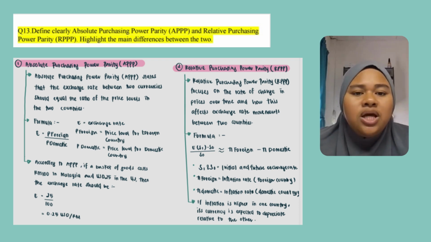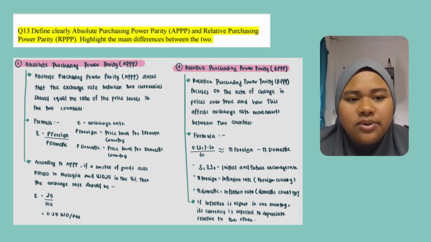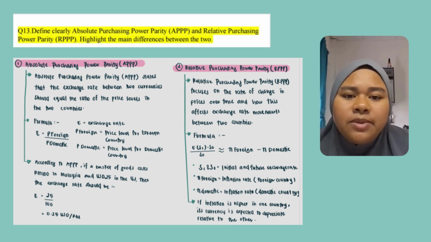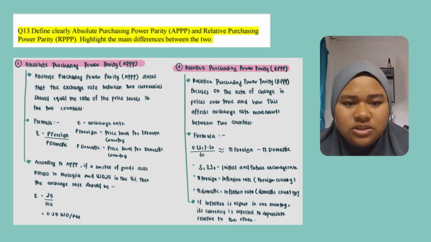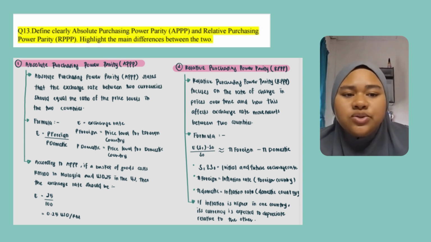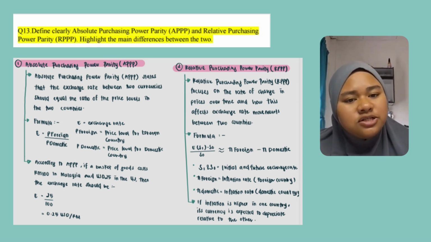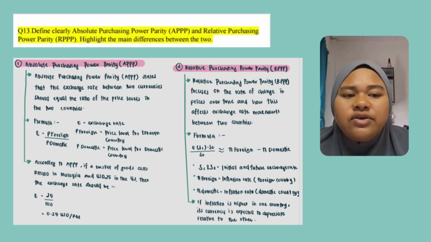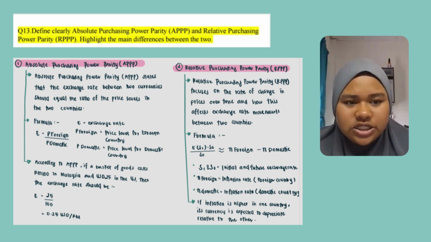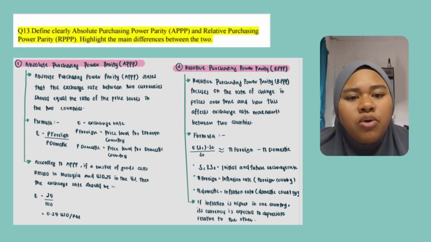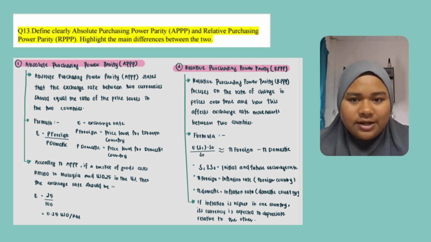So in summary, APPP deals with absolute price comparisons, while RPPP addresses price movement over time. Both are useful for understanding how exchange rates should behave in response to inflation, but RPPP is generally more applicable in real-world economic analysis.